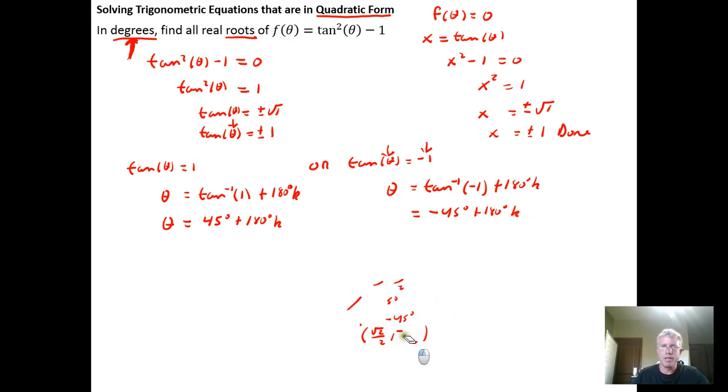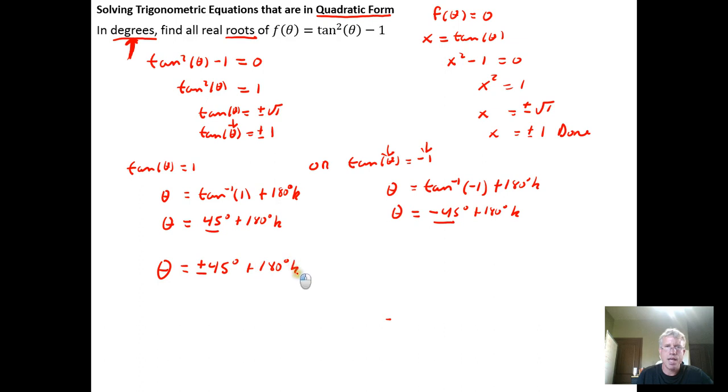And so, clearing this mess out of my way, these are my two solutions, and I want to recognize I can probably write them in a very compact form. Theta equals 45 degrees or -45 degrees. That's just plus or minus 45 degrees plus, they're both plus 180 degrees times k. So this would probably be the most efficient way to solve this one.